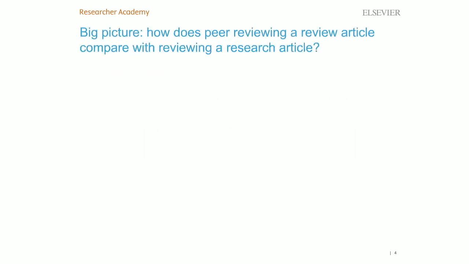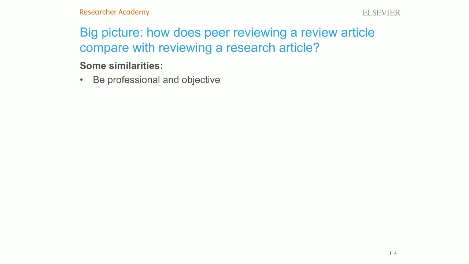So what does that mean if you're peer reviewing a review article versus a research article? And I want to say that the rest of the presentation assumes that you know at least some of the basics about how to be a peer reviewer. If you're completely new to peer review, that's fine. We have a lot of really great resources on Researcher Academy and on the Cell Press blog Crosstalk that I encourage you to check out.